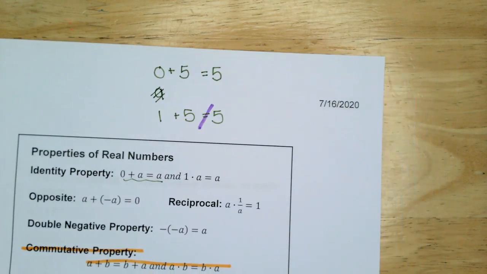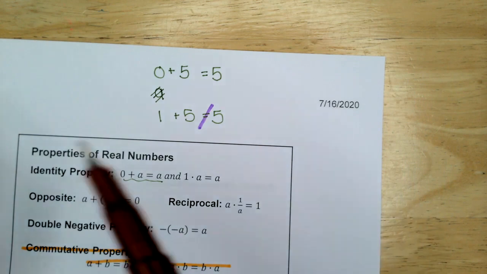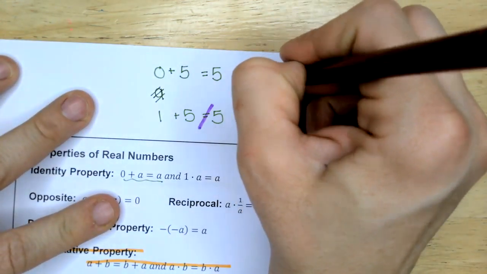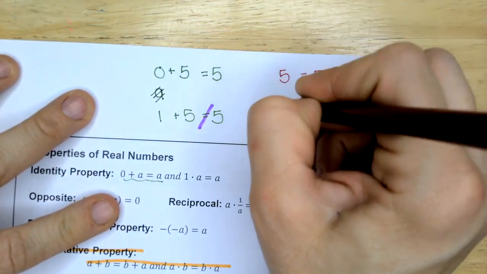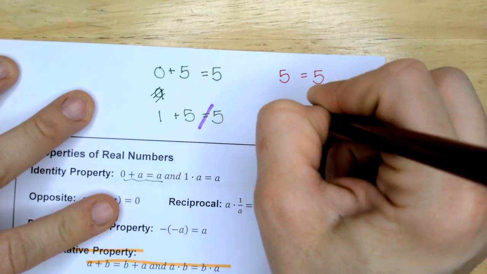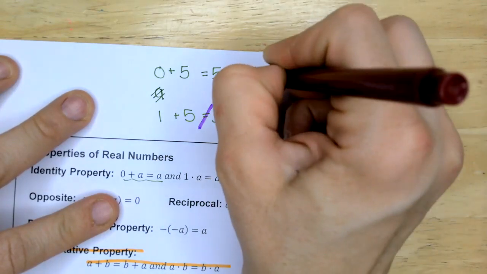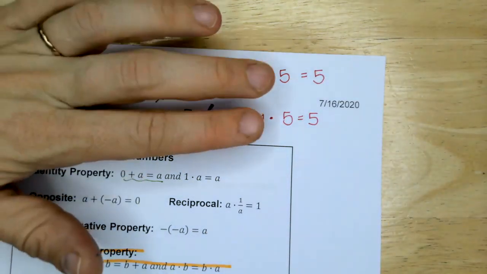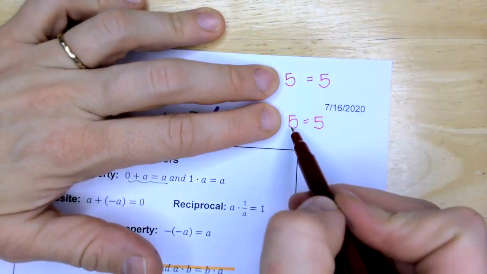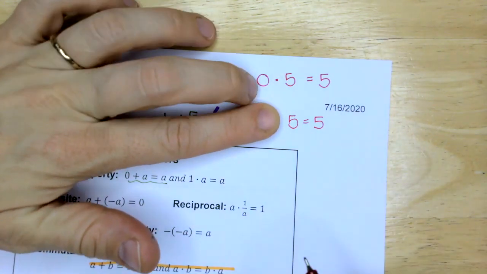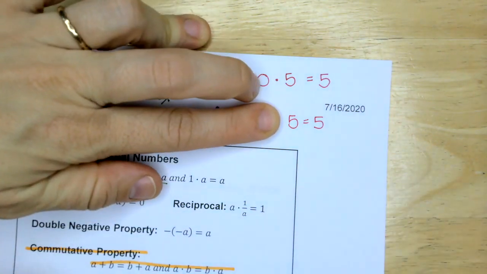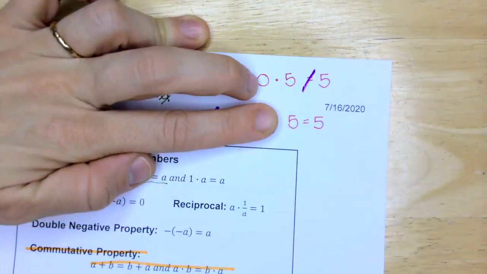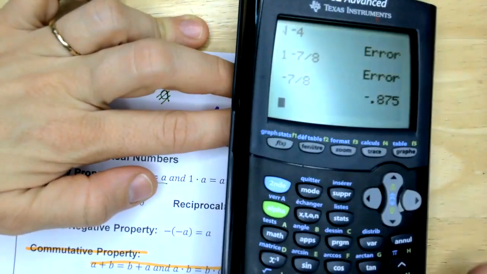However, the identity property of multiplication is different. That same 5 equals that same 5, but now I'm going to multiply it by something. If I multiply it by 0, multiply it by 1, okay? Cover them up. 5 is equal to 5, 5 is equal to 5. 0 times 5 is equal to 5? Not true, because anything times 0 becomes 0.